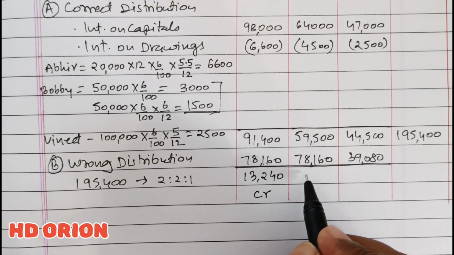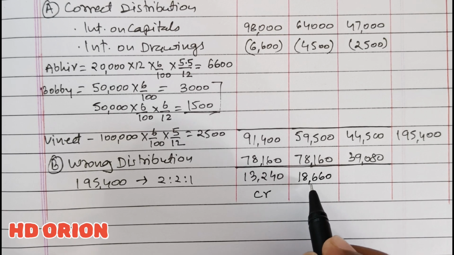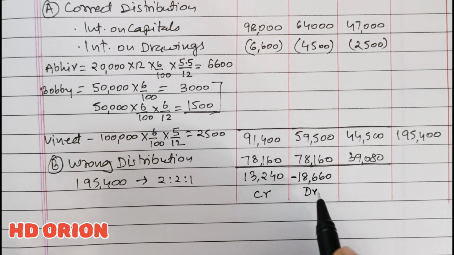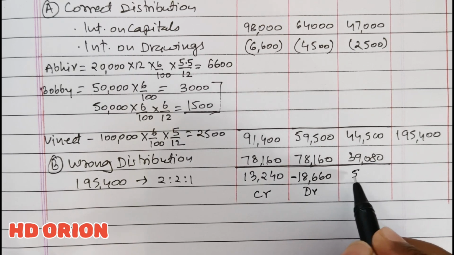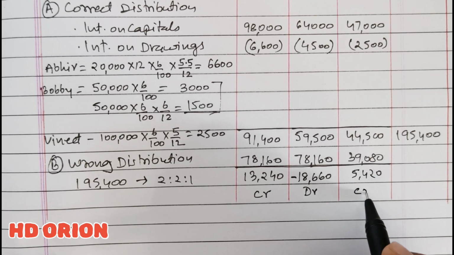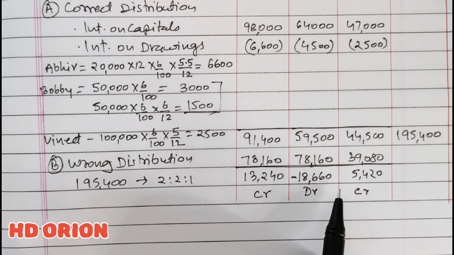And then second is 18,660, and this is a negative figure, and therefore the capital account is to be debited. And lastly 5,420, it is also a positive figure, so it is to be credited. Now these are the amounts which we actually get, but in the question the different amounts are given.